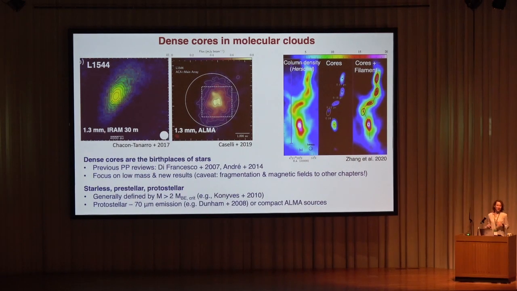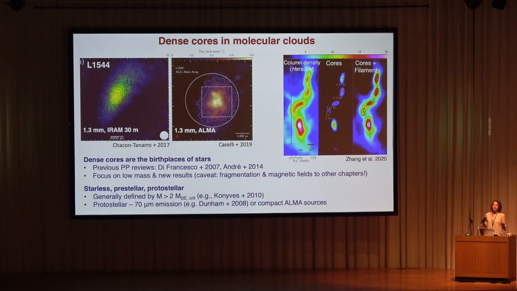And thank you to Marnouche and Kate for talking about magnetic fields, which I'm also not going to talk about in detail. I just wanted to highlight too, when we talk about starless cores, we're often defining our cores in terms of their star-forming properties. So protostellar cores are identified by the presence of infrared emission, or more recently by the detection of compact ALMA sources that might indicate there's a deeply embedded disk or young source there.